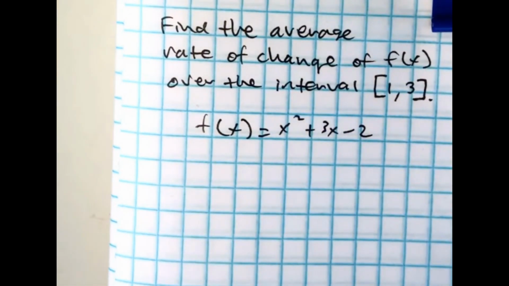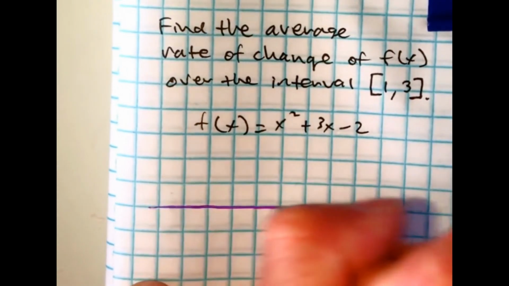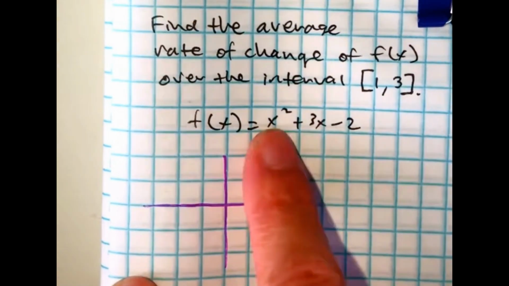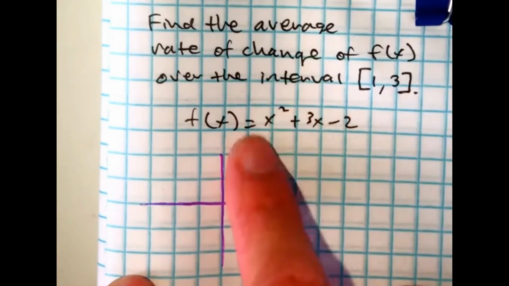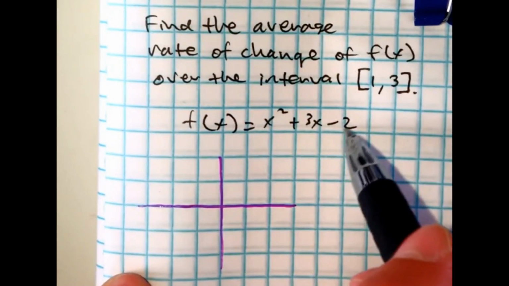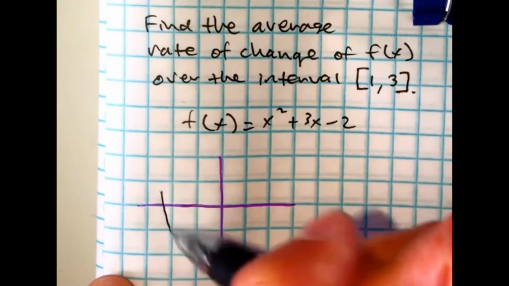Hopefully you notice that this problem is slightly different. Let me give us a visual of what we're doing. If you made a quick sketch, this is a quadratic, so it's going to be a parabola. The a value is positive, so it's opening up, and you have a y-intercept of -2. So your graph might look something like this.